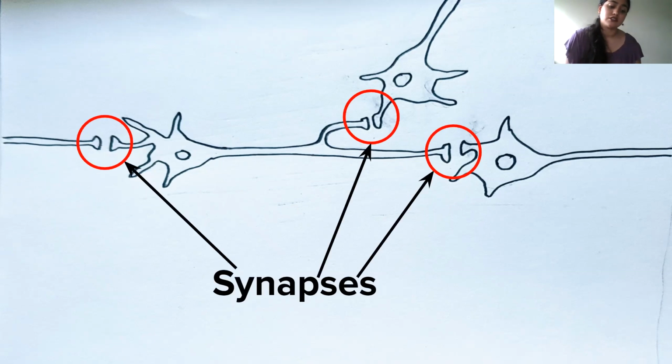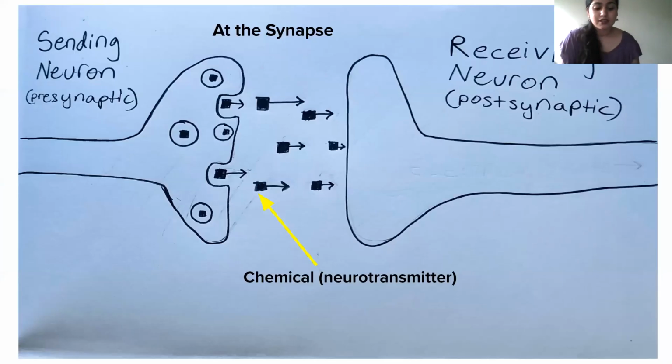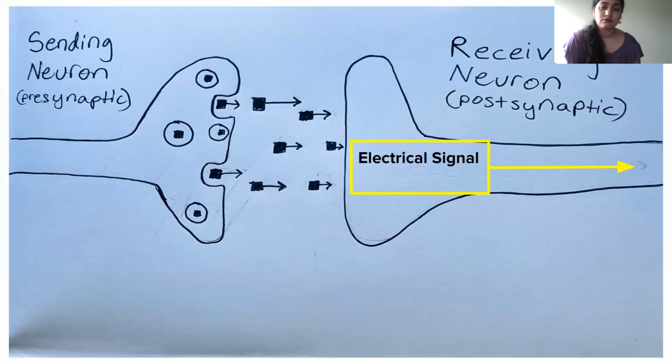The way that neurons communicate is through these things called synapses, which are small gaps between the sending neuron and the receiving neuron. There are nearly 100 trillion synapses in the brain. At the synapse, the sending neuron releases chemicals called neurotransmitters to the receiving neuron. This causes the receiving neuron to create an electrical signal which allows it to release its own neurotransmitter to other neurons, thus permitting a chain reaction, communication.